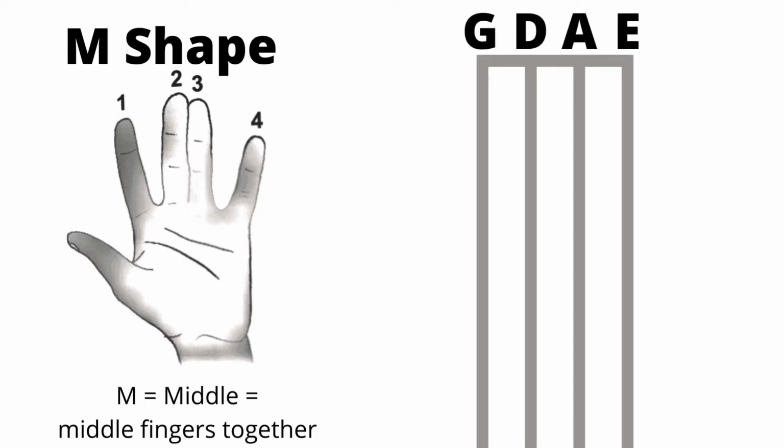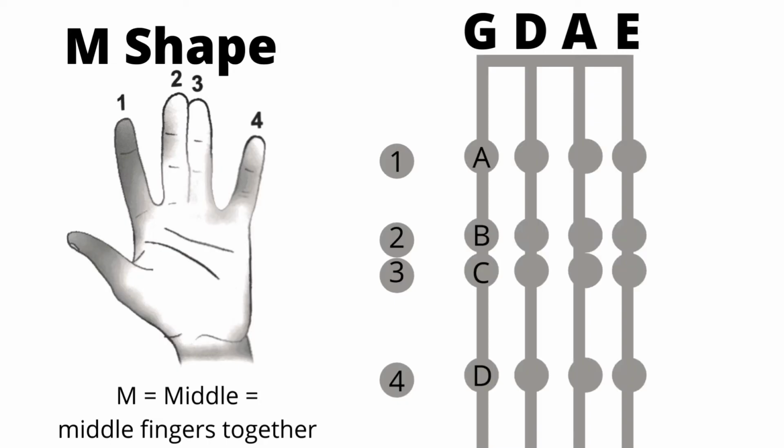So here we have a pictorial representation of our 4 strings of the violin, G, D, A and E, and our 4 fingers will go in these positions on each of the 4 strings. So on the G string we have A, B, C and D. On the D string, E, F sharp, G and A. On the A string, B, C sharp, D and E. And on the E string, F sharp, G sharp, A and B.